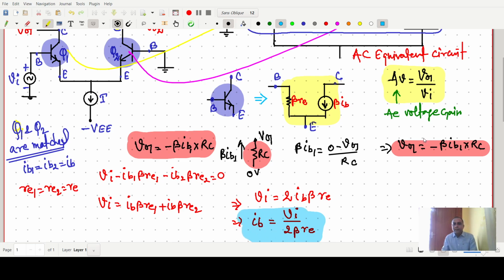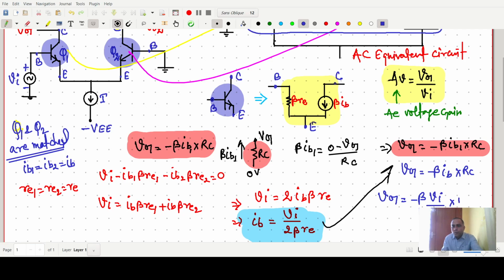Now the V naught value is to be found. What we will do is put the value of IB1 in this equation. So V naught 1 equals minus beta IB1, and IB1 is simply IB, into RC. So V naught 1 equals minus beta, and IB is VI upon twice beta RE, into RC.